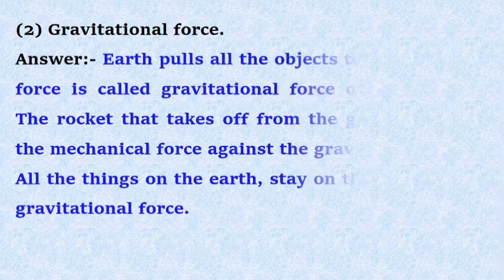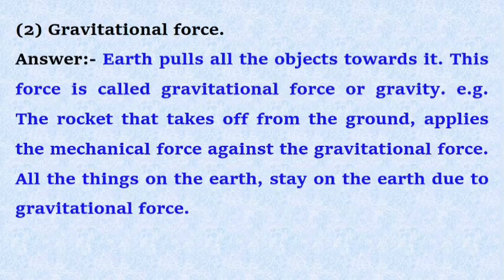Second, gravitational force. Answer. Earth pulls all the objects towards it. This force is called gravitational force or gravity. Example, the rocket that takes off from the ground applies the mechanical force against the gravitational force. All the things on the earth stay on the earth due to gravitational force.